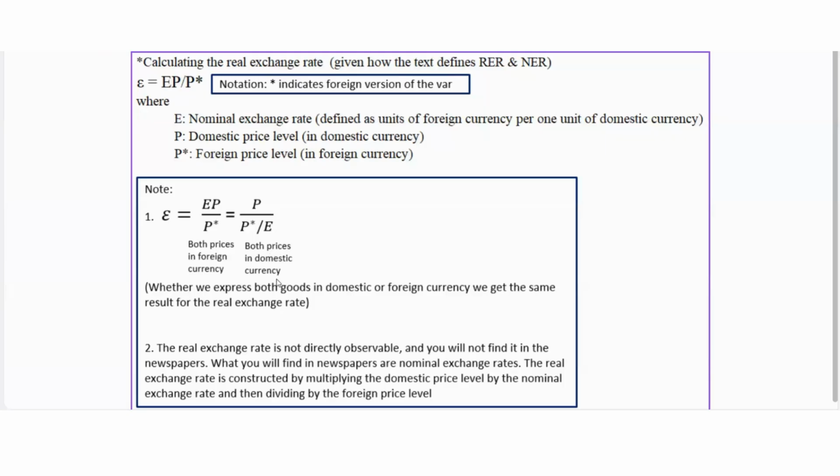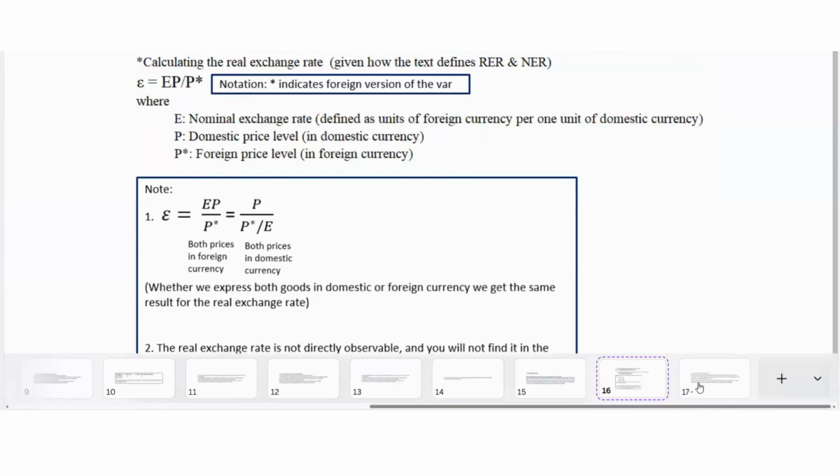Now it's important to keep in mind that the real exchange rate, as the text mentions, is not directly observable. So you don't find this in newspapers. What you find in newspapers is the nominal exchange rate. That's why the real exchange rate is calculated using this formula, by multiplying the domestic price level by the nominal exchange rate, as units of foreign currency per 1 unit of domestic currency, and dividing it by the foreign price level.